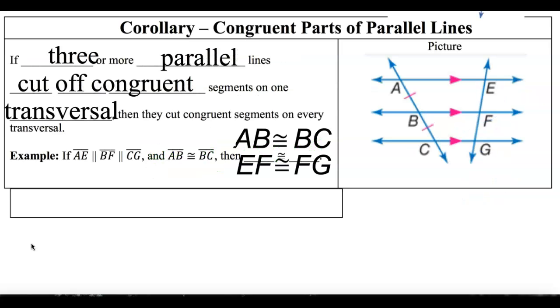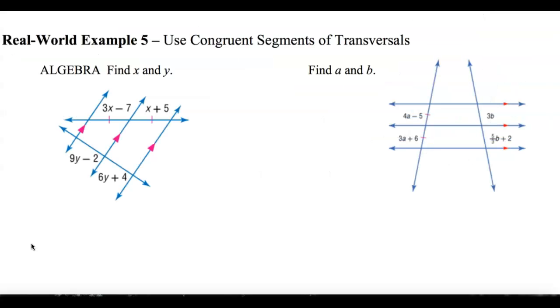So this is the last corollary we're going to be looking at today. If 3 or more parallel lines cut off congruent segments, then they cut off congruent segments in every transversal. So this is saying, as we saw before, that these two here would be congruent, not proportional.